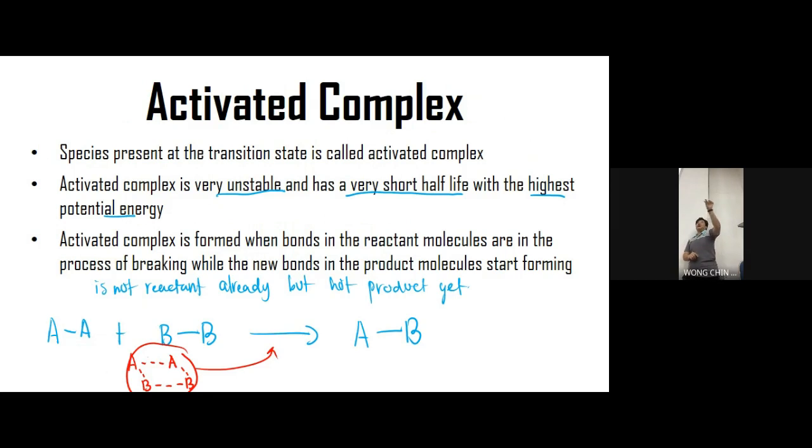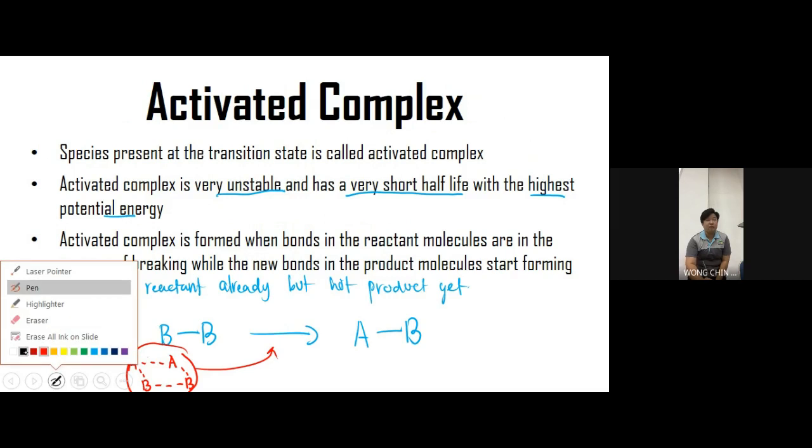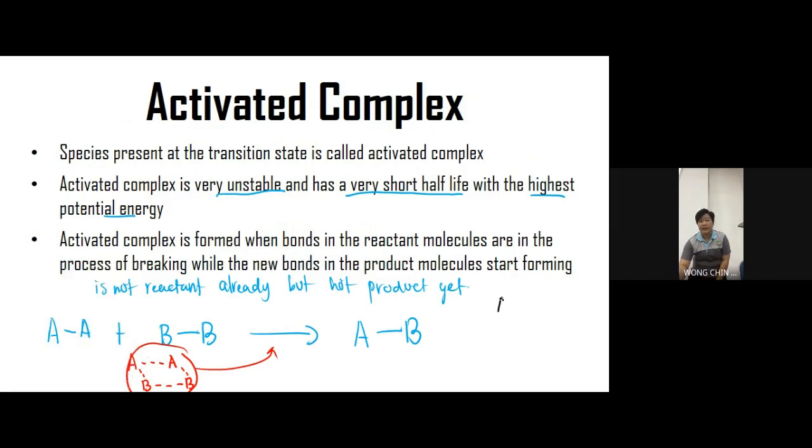The A and A partially breaking. The B and B partially breaking. Tapi the AB is partially forming. Saya nak lukis lain, tak muat. So my AA, my BB, that is partially breaking. Sebab dia reactant kan? Partially break. Okay. And then what happened is, I have A and B bond forming. Tapi tak jadi solid line sebab dia partially forming. Nampak?